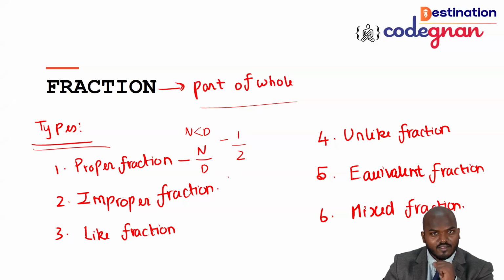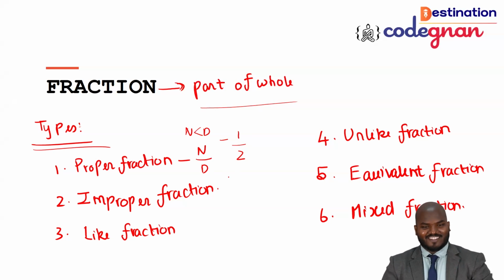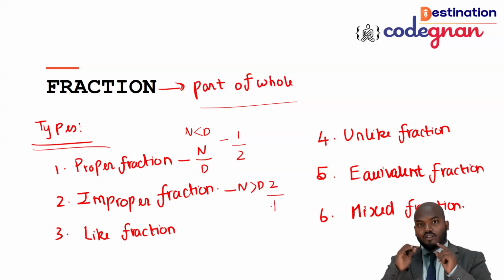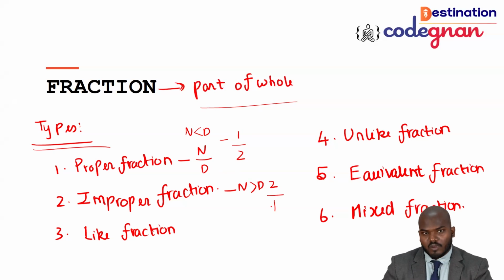That's called a proper fraction. Okay, so going towards the improper fraction, guys, we call it an improper fraction when the numerator is greater than the denominator. For example, 2 by 1. If you see this one, the 2 is greater than the denominator, so I call this an improper fraction.